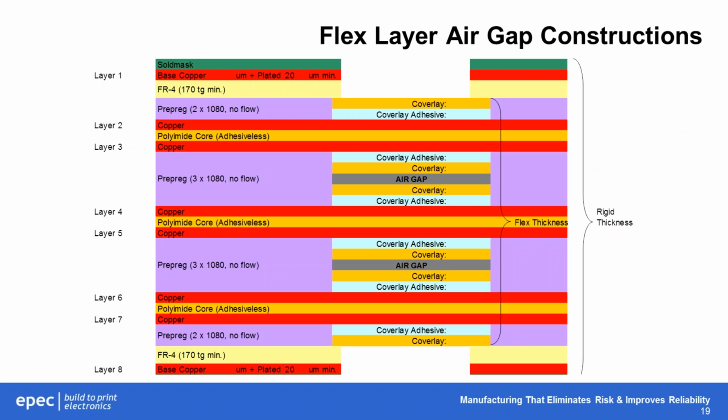So in our construction example, in this case here, we've got 6 flex layers, all configured as air gaps. So you can see that each flex pair has a coverlay on both sides. Then there is a small air gap, and then so on. The next pair, same construction, 2 flex layers, coverlay both sides, and so on down to the third pair. Very much a preferred configuration.